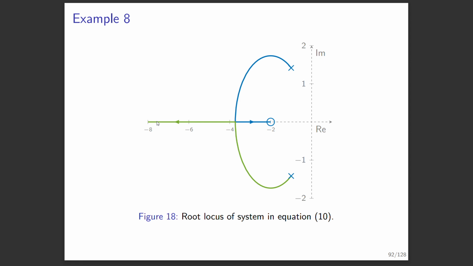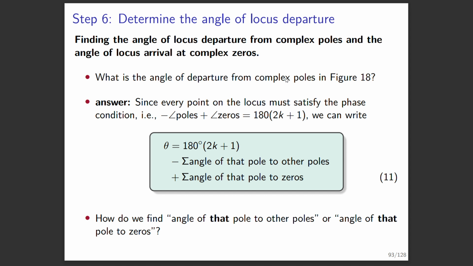But I wish there was a way that I could predict how this circle happens. Like, how do I know that this line comes out of my pole this way? Why not like this? Why not like this? So maybe I wish I had a way to calculate the angle that I'm leaving this pole, or the angle that I enter a 0. And that's the next topic we want to talk about, determine the angle of locus departure.